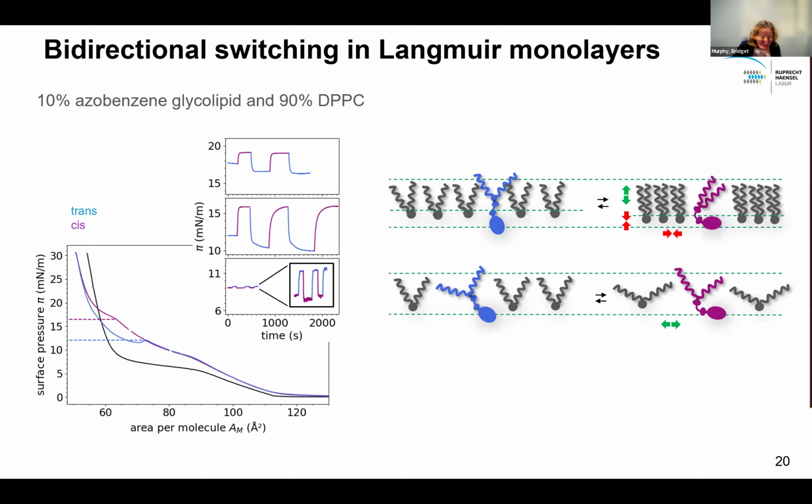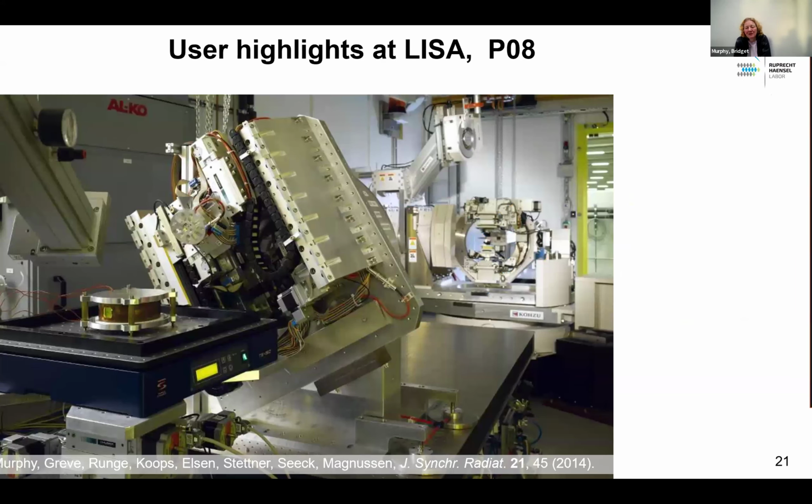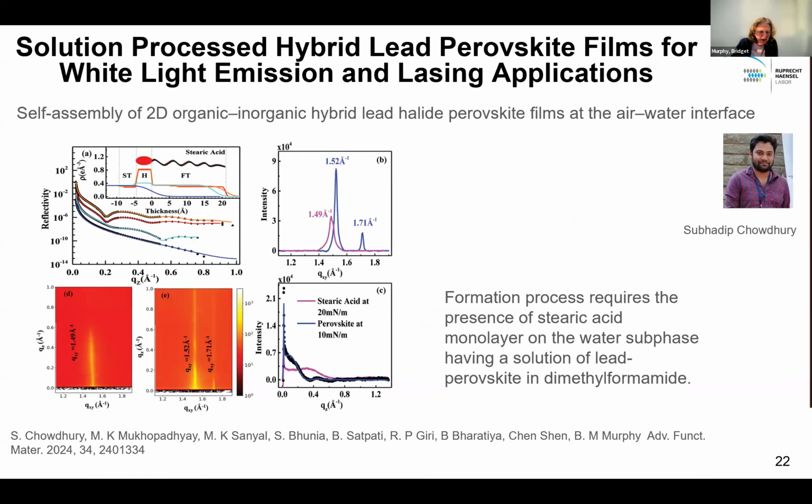So that's telling you about what I do. And now, before I swap over to talk about the FAIR data, I would like to give you some updates from what the others have been doing at our beamline. Mimre and Sabuja Chowdhury have been looking at solution processed hybrid lead perovskite films, which are very interesting for solar cells.